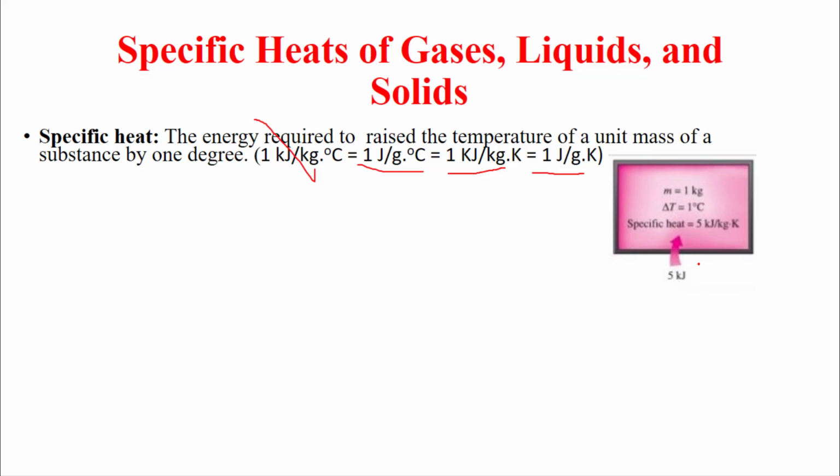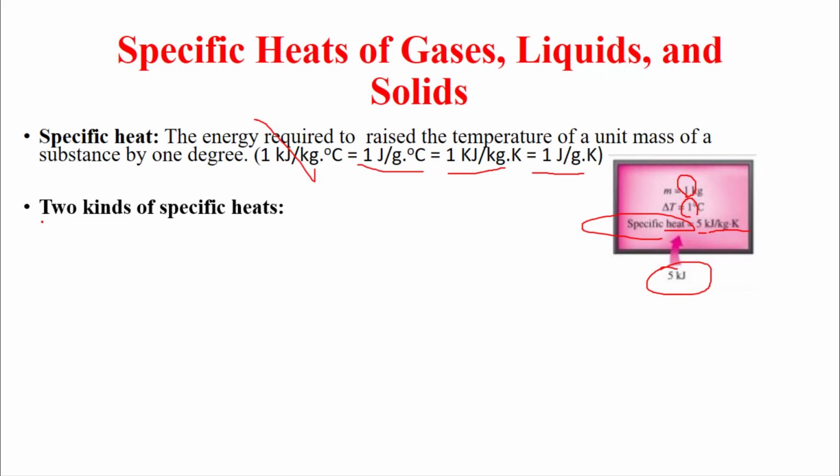So here is the definition. If I ask you to calculate the specific heat, it is the amount of energy divided by the amount of temperature raised divided by the amount of mass. So 5 divided by 1, this is 5 kilojoule per kilogram Kelvin. This is the specific heat.